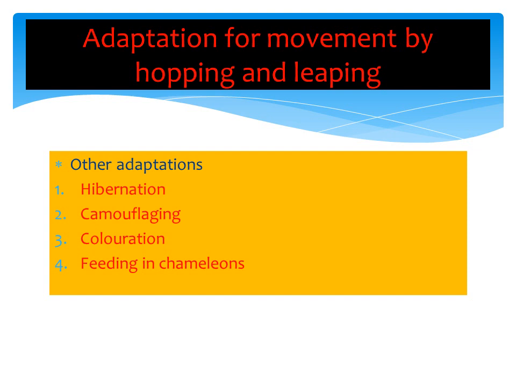Examples of animals that move by hopping or leaping are frogs, toads, kangaroos, grasshoppers, crickets, and locusts. Candidates, we have other adaptations.